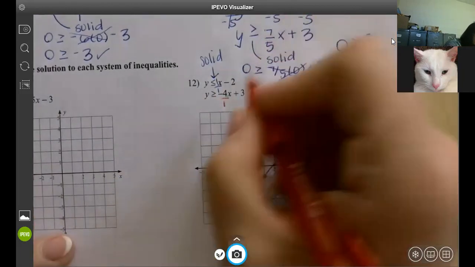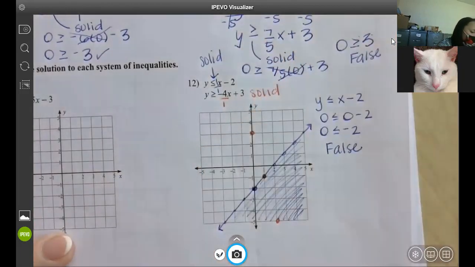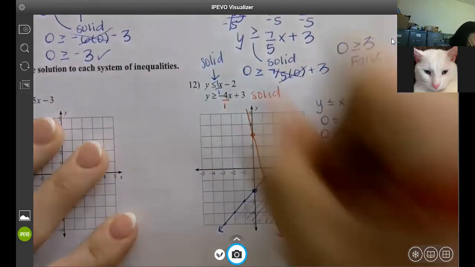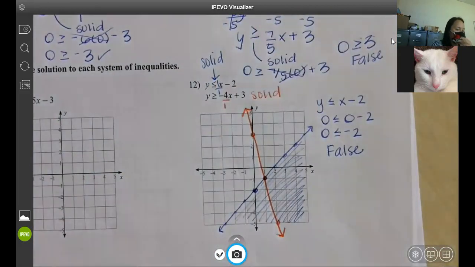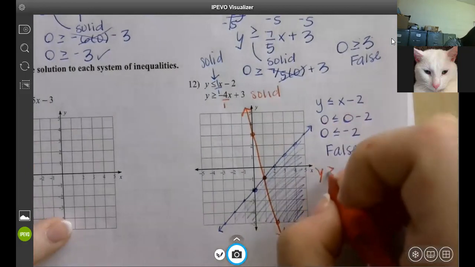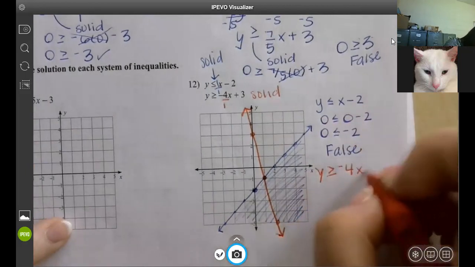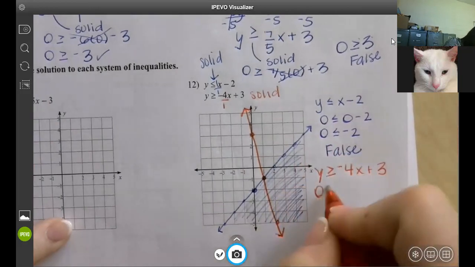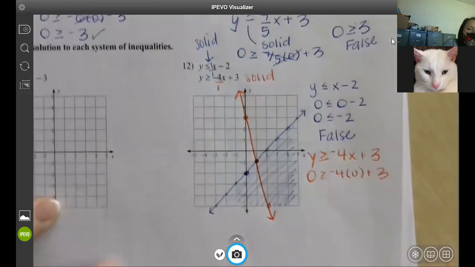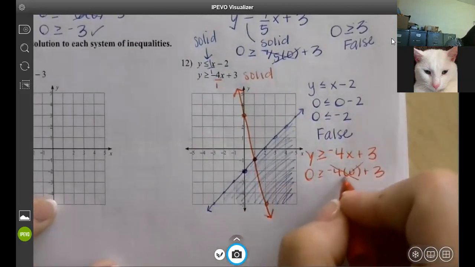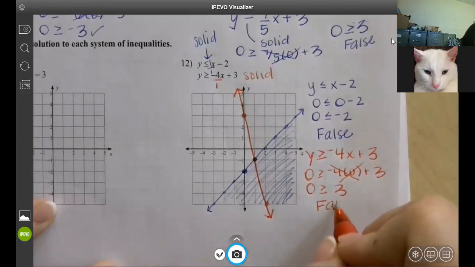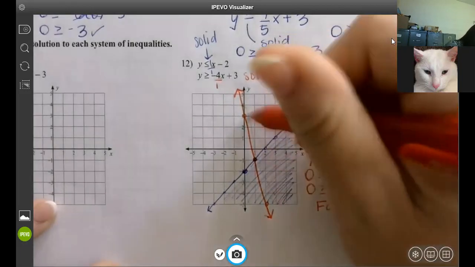And then it has a line, so it's solid. So I'm going to connect my dots. And then it didn't go through 0, 0, so I'm going to do 0, 0 for that one. y is greater than or equal to -4x plus 3. I'm going to plug in 0, 0. Your 0 cancels out, and you're left with 0 is greater than or equal to 3, which is false. So we shade the side that's not 0, 0.